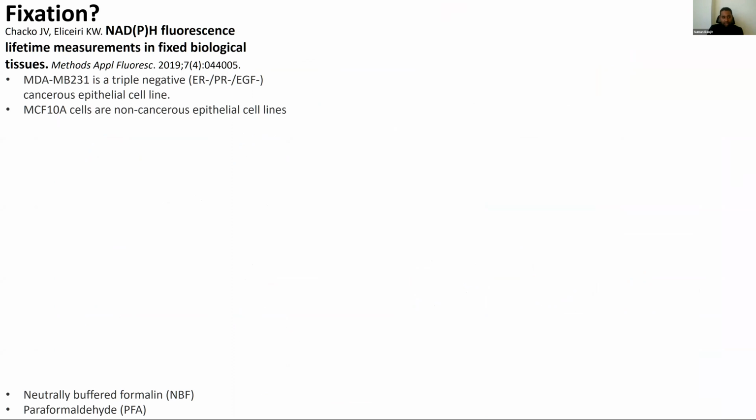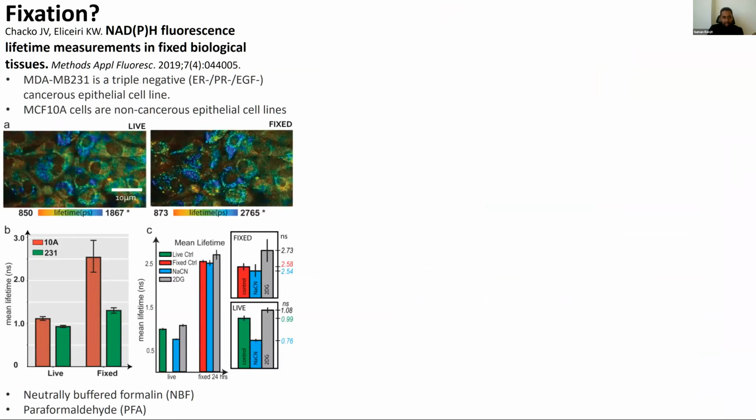Right? So what about fixation? Does it change anything? So there's a paper from Jane, who was a postdoc with Michelle back in the time, and they looked at that. They looked at 2 different cell lines. It's a triple negative breast cancer cell line, and MCF 10A, which is non-cancerous epithelial cell line. And if you look at live and fix in terms of mean lifetime in NADH channel, yes, the lifetime change. However, the behavior keeps the same.